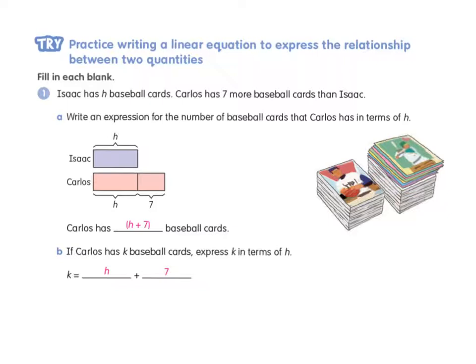All right, this is the answer for that problem. So let's talk about it. Isaac has H baseball cards. So we started the bar model showing that Isaac has H. Carlos has 7 more. So in the bar model, we're adding 7 to however many Isaac used to have.